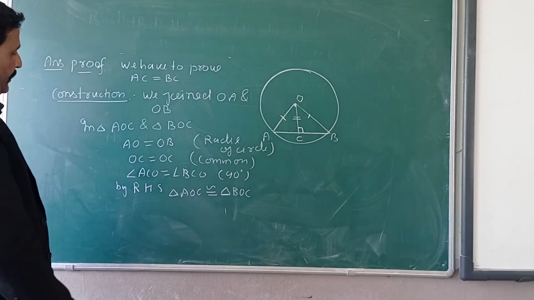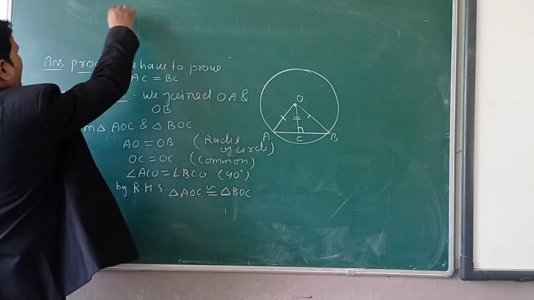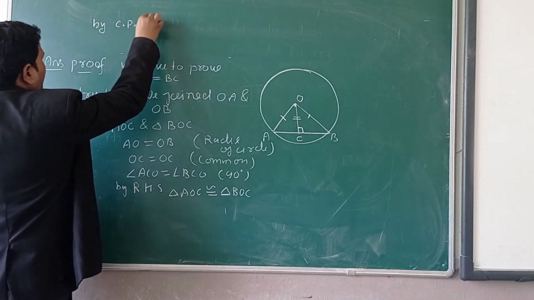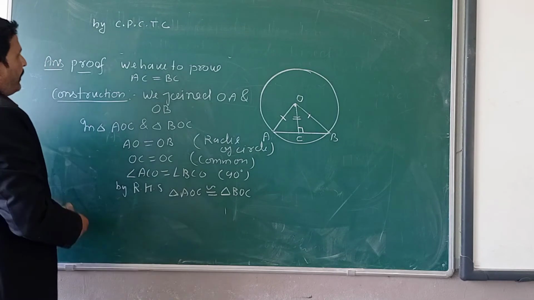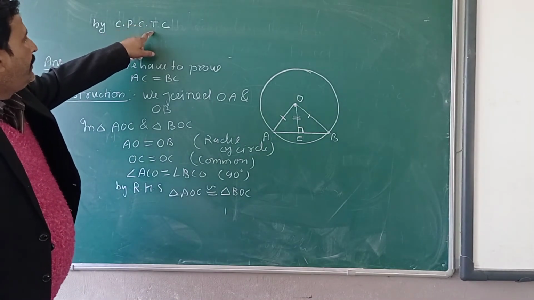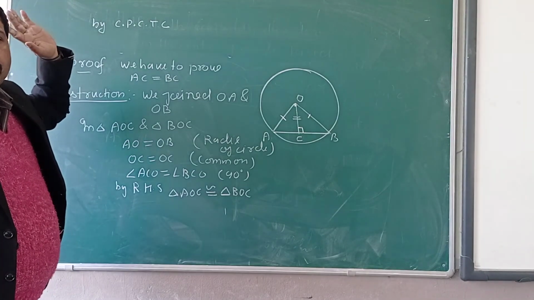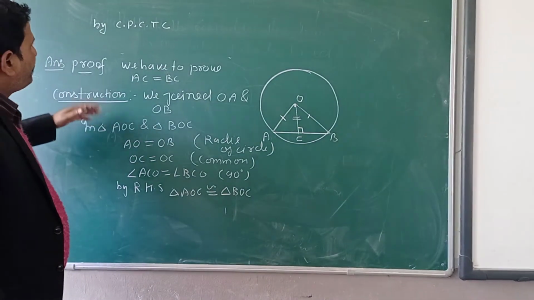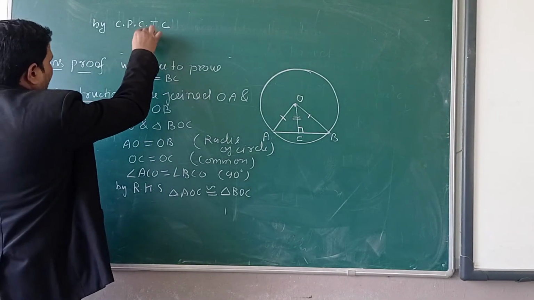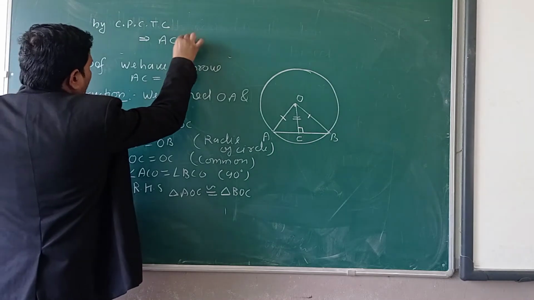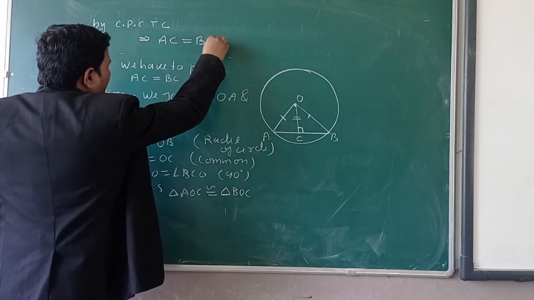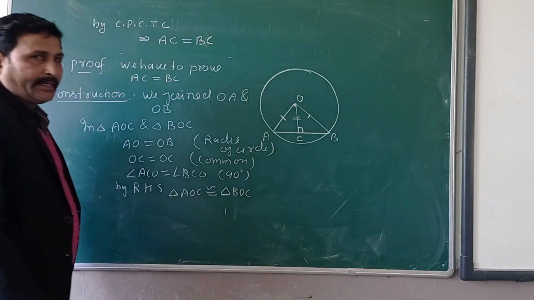AOC and triangle BOC are congruent, hence by CPCTC, corresponding parts of congruent triangles are also congruent. This implies that AC is equal to BC. Since the triangles are congruent, this side is equal to this side.